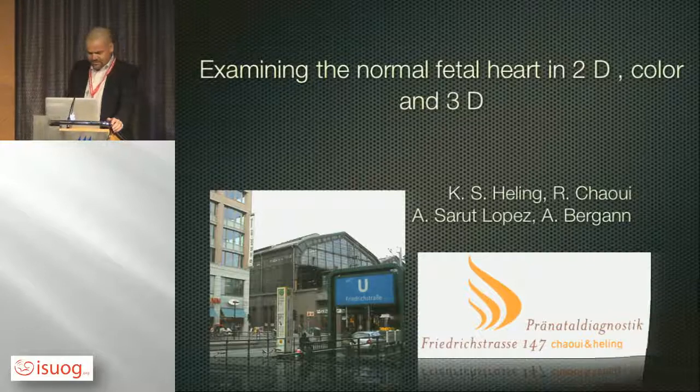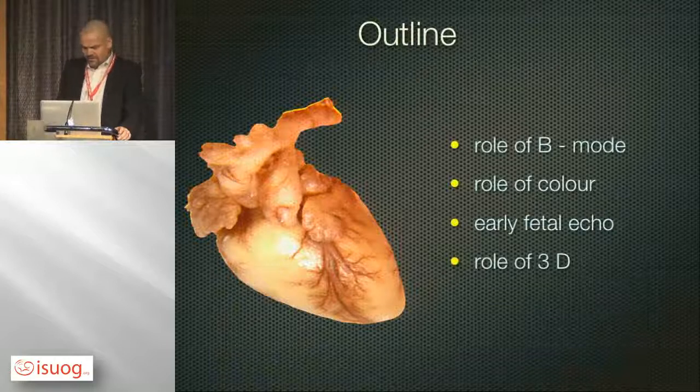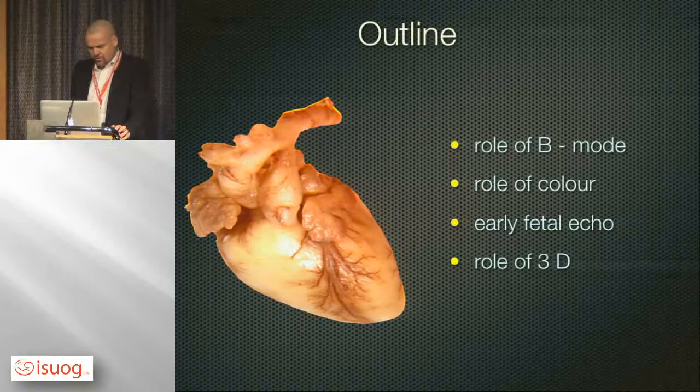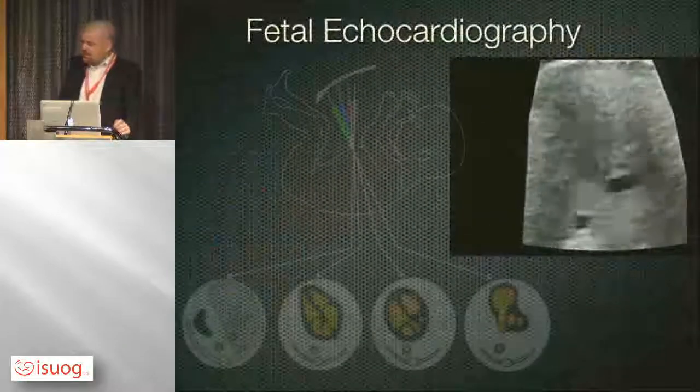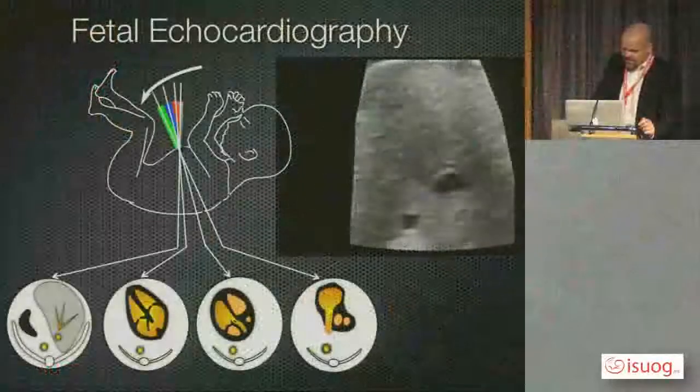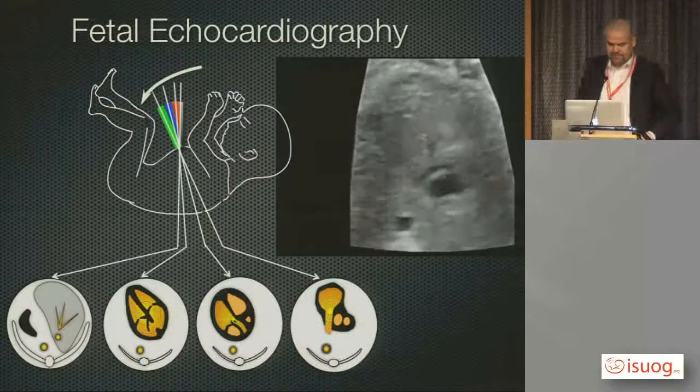Talk, I will speak about the description of the normal anatomy using B-mode and color Doppler and also 3D, and I will do special focus on the early fetal echo. The basis for the normal fetal echocardiography is a so-called segmental approach, as you have heard before.